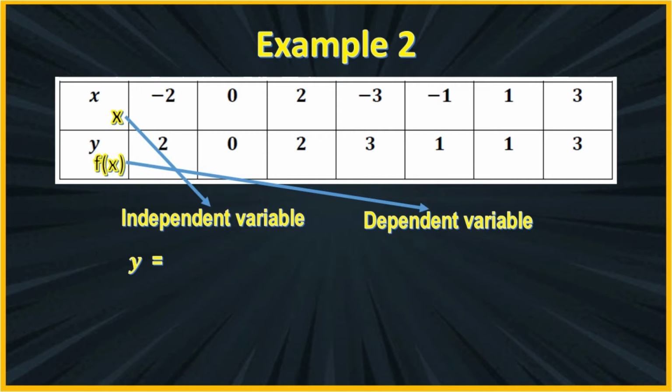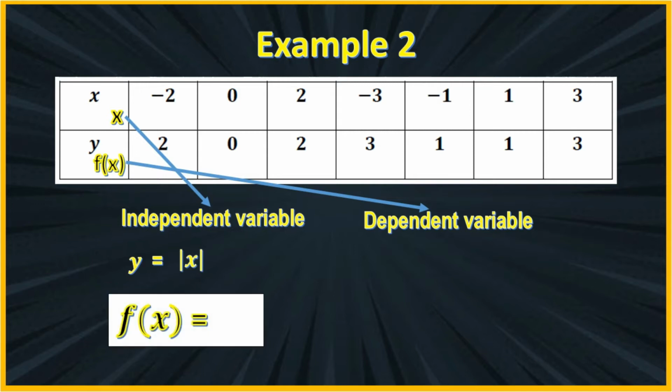Now, what have you observed with the values of y? Okay, so it is the absolute value of a number. So we have there y is equal to the absolute value of x, and if we are to write this in functional notation, this will become f of x is equal to the absolute value of x.